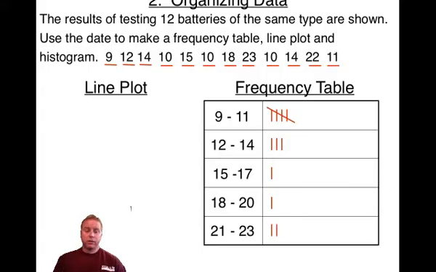Now, having done that, would you create a line plot and a histogram based on the information that we got from the frequency table? Remember, on the histogram, basically the bar graph, you're going to use these intervals, 9 to 11, 12 to 14, 15 to 17, 18 to 20, and then 21 to 23. So at this point, pause the video and would you try to set up a line plot and histogram for this data?